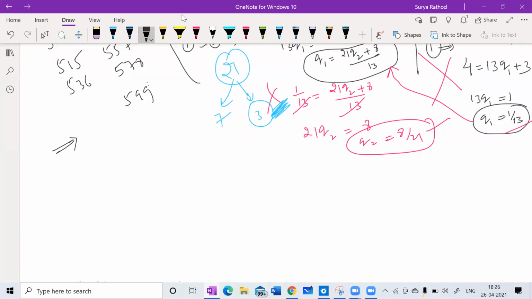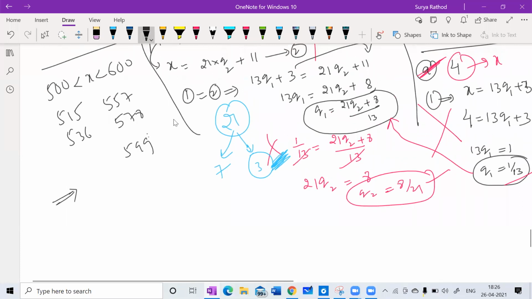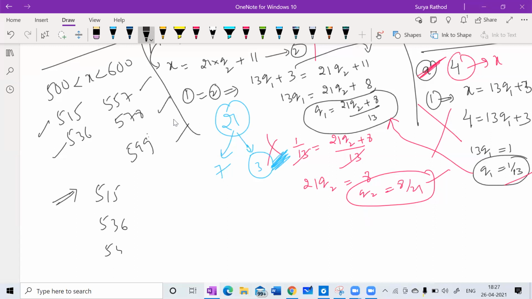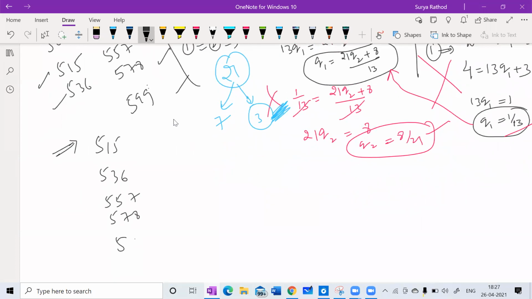So far we follow the trial and error method. If there is any shortcut method, I'll find it out and let you know in tomorrow's session. When I solved this before your class, I got these 5 numbers by trial and error. So we'll take 515, 536, 557, 578, and 599.